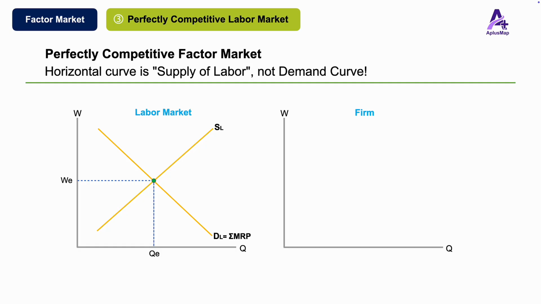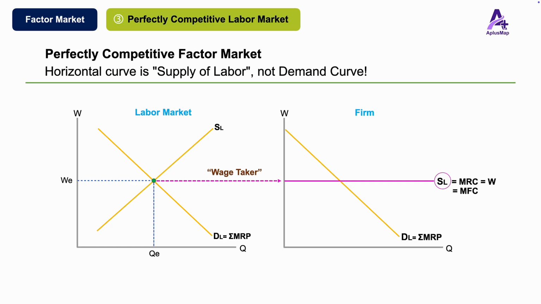Now look at the right graph, the individual firm. Since this firm is a wage taker, it faces a perfectly horizontal supply curve for itself. This horizontal line represents its marginal factor cost, MFC, and it's set precisely at that market wage, WE. So it can hire as many workers as it wants at that market wage. Exactly. It perceives the supply of labor to it as perfectly elastic at the market wage. Then you have the firm's own downward sloping MRP curve. Where does the firm hire? Where MRP hits MFC. Precisely. The intersection of the firm's MRP curve and that horizontal MFC line determines the quantity of labor the firm will hire. Let's call it Q.